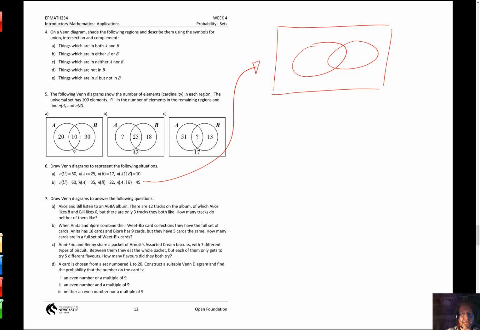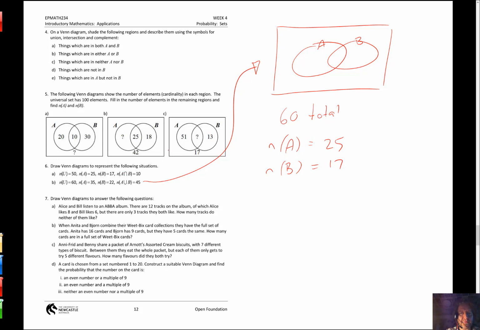Now, it says n universal is 60. In other words, they total to 60. Inside this rectangle, whatever they are, they total to 60. Then it's talking about nA and nB. So nA, A contains 25, and B contains 17. I should write it in proper notation, but you know what I'm saying. The number of elements, the A circle contains 25, the B circle contains 17, and again, I can't just write them in yet. I don't know what the overlap is. The first question told me about an overlap.